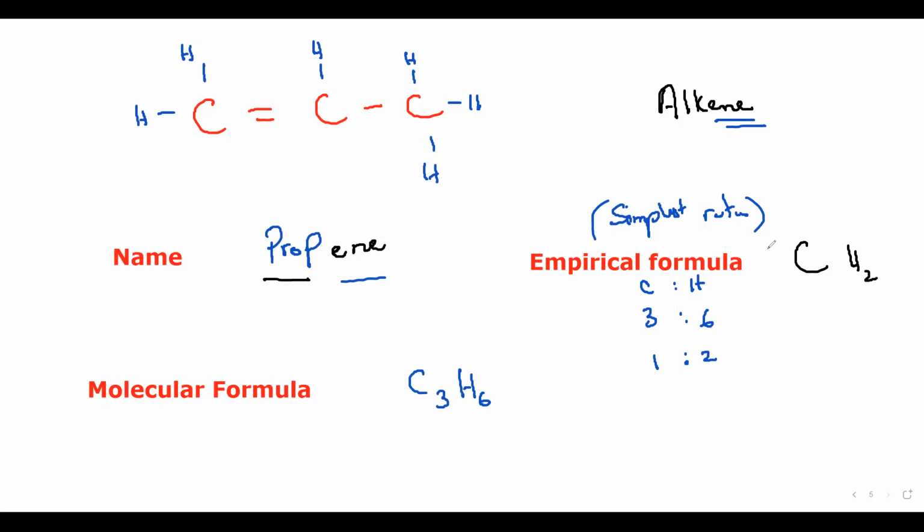That's the empirical formula. So molecular formula, what does it represent? It represents the actual number of atoms which are present in the structure, whereas the empirical formula represents the simplest ratio between the atoms present in the structure. Is it clear? This example and the name of this hydrocarbon.